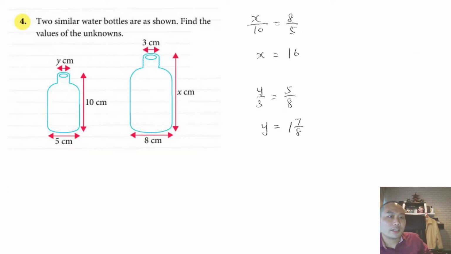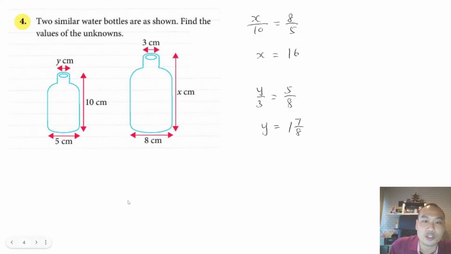Okay, next question. Here we have two similar water bottles. Of course, when it comes to water bottles, there's no angle, right? But similarity still works, because similarity doesn't just mean that the angles are the same. It also means that the ratio, the proportion, is going to be the same. Okay, so we want to find the value of the unknowns.